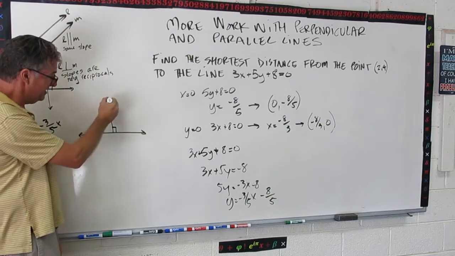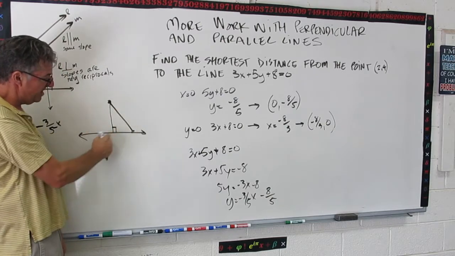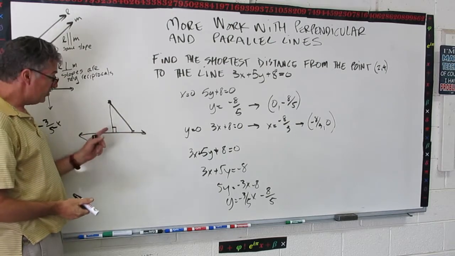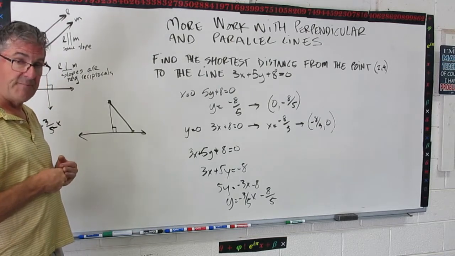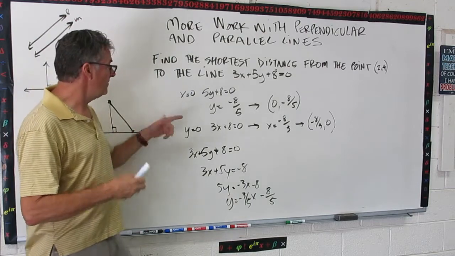And you can kind of see, because if I go that way, that line has to be longer, because this makes a right triangle, and that's the hypotenuse, so it's got to be longer than the leg. So the shortest distance from a point to a line is a perpendicular from that point to the line. Okay, so let's take a look at this problem.